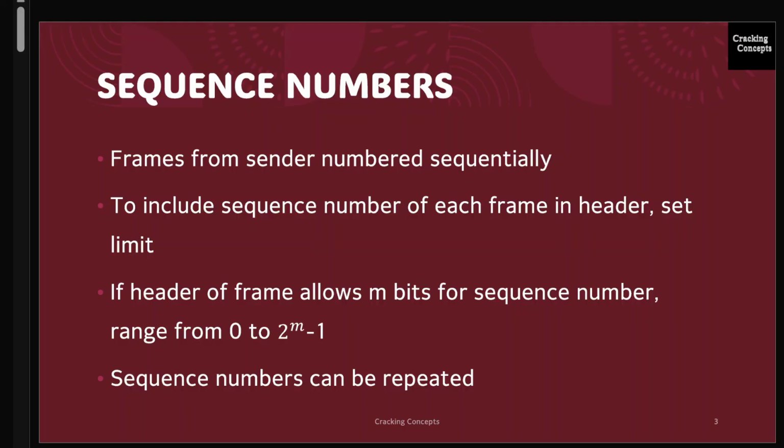Now let's look into the sequence numbers. Frames from a sending station are numbered sequentially. However, because we need to include the sequence number of each frame in the header, we need to set a limit. If the header of the frame allows m bits for the sequence number, then the sequence numbers range from 0 to 2^m minus 1. For example, if m is 4, the only sequence numbers are 0 through 15 inclusive. However, we can repeat the sequence.